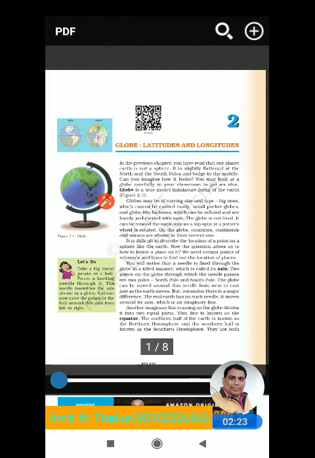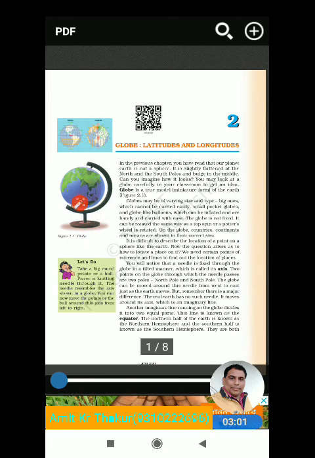Globes may be of varying sizes and types: big ones which cannot be carried easily, small pocket globes, and globe-like balloons which can be inflated and are handy and easily carried. We need certain points of reference and lines to find out the location of a place. If we want to find out the location of any place, we need a certain point.